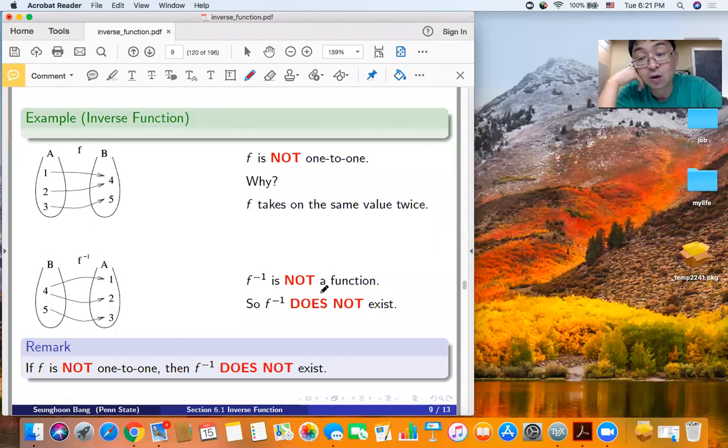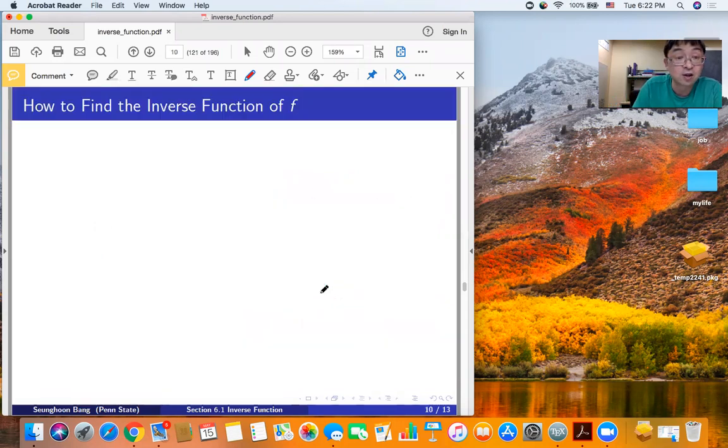So we have one important result here. If function f is one-to-one, then the inverse function exists. If f is not one-to-one, then the inverse function does not exist. You need to know this kind of result. The next tip.